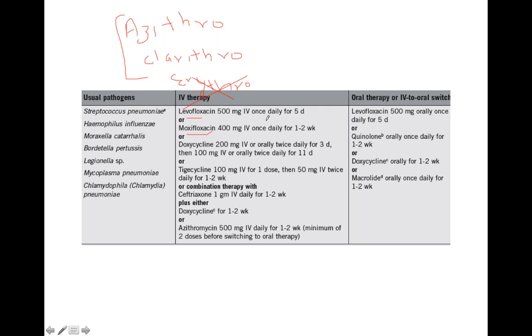Don't remember the doses. Doses will not be asked in step 2 and even for step 3. So these are the respiratory quinolones. If the patient has used antibiotics in the past 3 months, or is older, or has comorbid conditions, or has been exposed to a child in a daycare center, then we use respiratory quinolones: levofloxacin, moxifloxacin, gemifloxacin. Gemifloxacin can also be given.